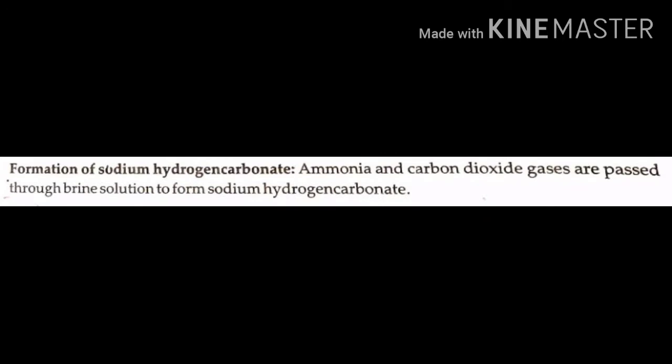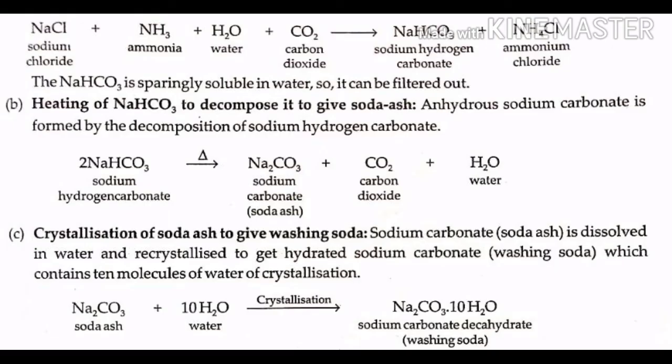Preparation of washing soda. Washing soda is the common name. Chemical name sodium carbonate decahydrate, formula Na2CO3.10H2O. Preparation: ammonia and carbon dioxide gases are passed through brine solution to form sodium hydrogen carbonate. NaCl + NH3 + H2O + CO2 gives NaHCO3 + NH4Cl. The NaHCO3 is sparingly soluble in water, so it can be filtered out.